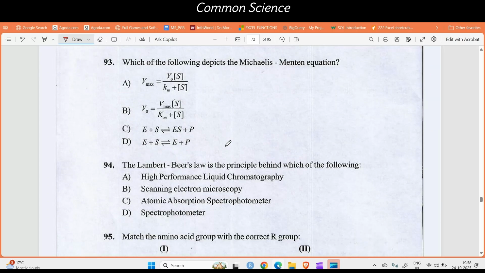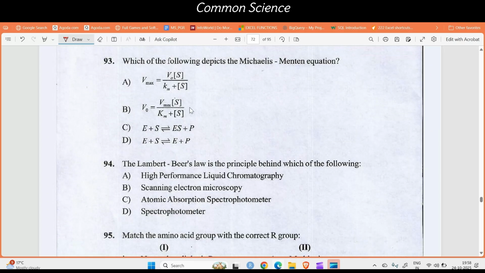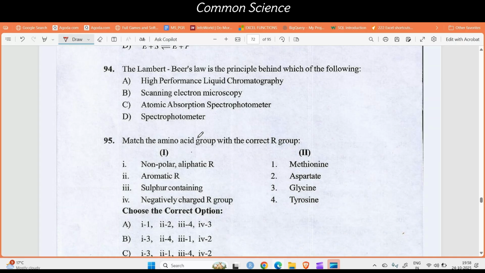Question number 93. Which of the following depicts the Michaelis-Menten equation? This is also a repetitive question. It is V0 equals Vmax S divided by Km plus S. Question number 94. The Lambert-Beer law. We usually study it as Beer-Lambert's law. Is the principle behind which of the following? It is the principle behind the spectrophotometer.